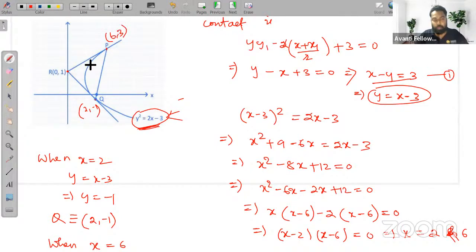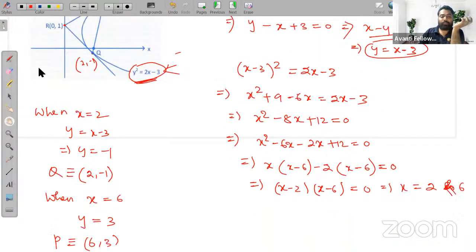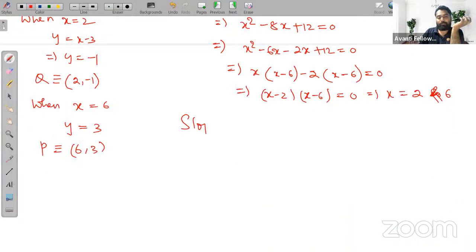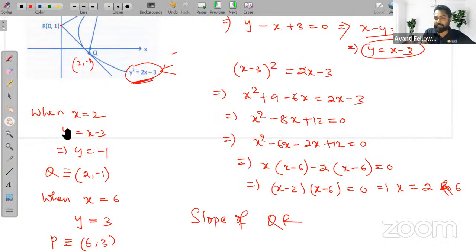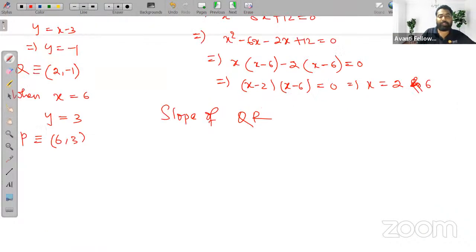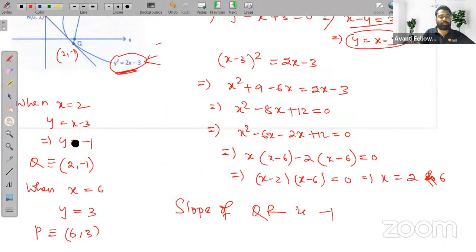Now, can you tell me what is the slope of QR? Why I'm doing this, you will understand now. So the slope of QR. Tell me what is the slope of QR? You have 2 points on that line, so you can easily find the slope of QR. That is minus 2 upon 2, that is minus 1. The slope of QR is minus 1.